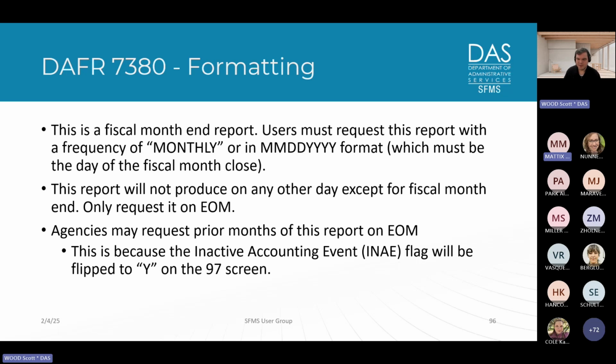This report will only produce on end of month. While you can't request prior months of this report, it will still only produce on end of month, as the inactive accounting event INAE flag will be flipped to Y on the 97 screen. For future reference, the 97 screen is the system management profile and cannot be changed by any agency, so please do not have questions about that.